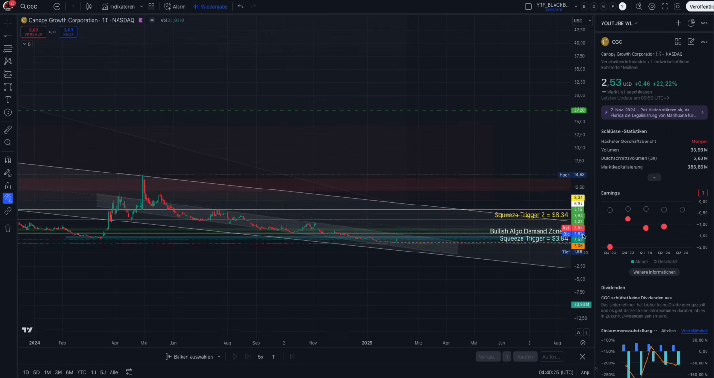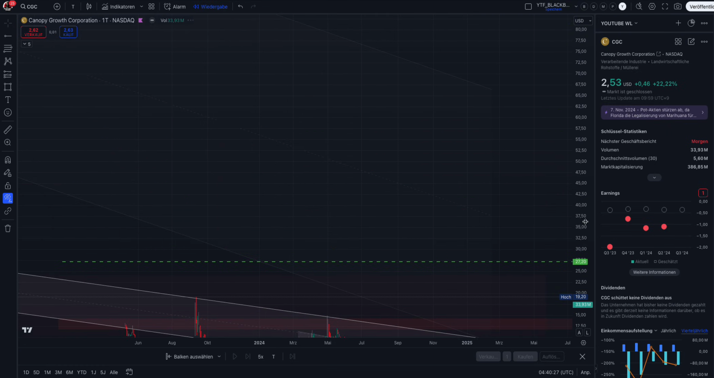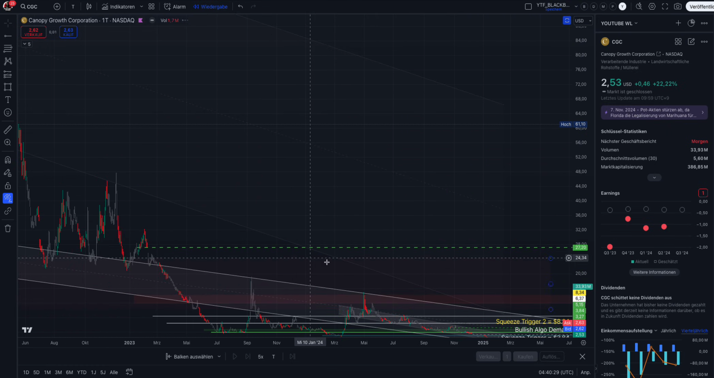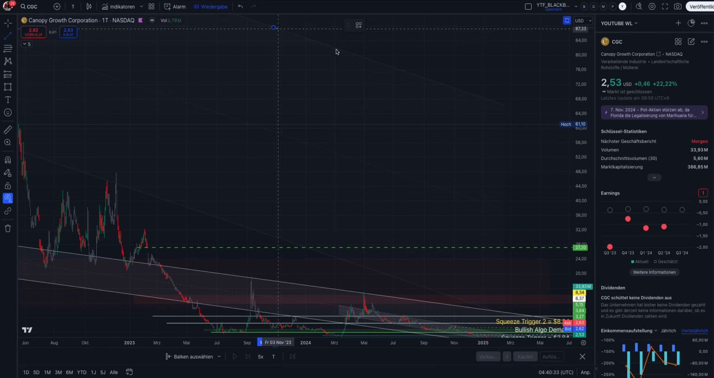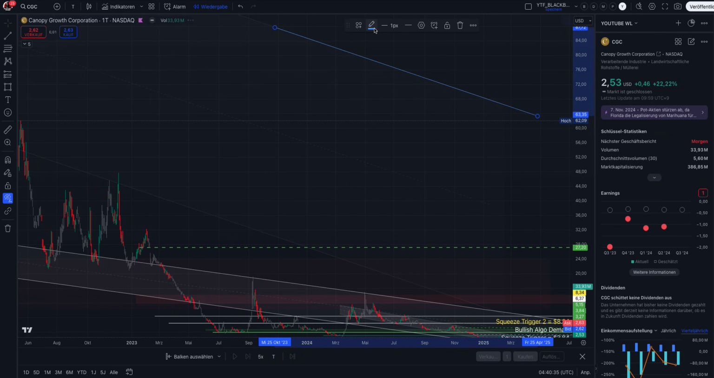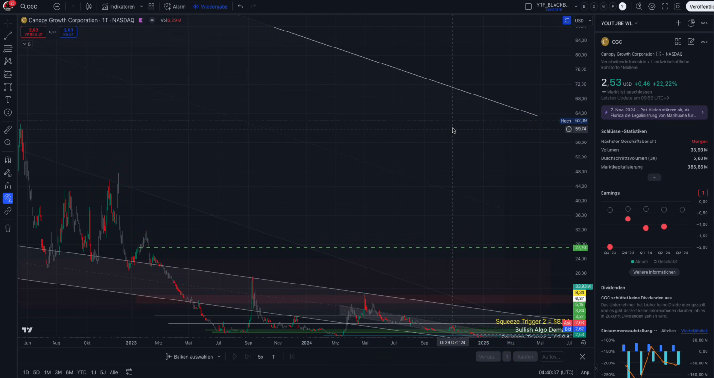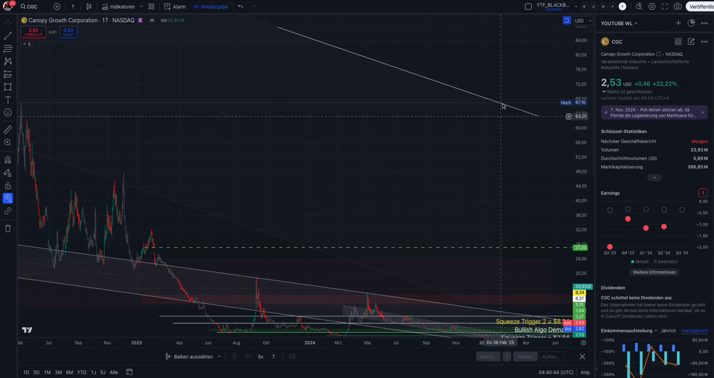Then we talk about much higher price ranges, because we have this trend channel pattern. I hope you can see that in the chart. I will just draw one more line. This is the algo top, guys, for the real short squeeze pattern. And then you can see Canopy Growth has price levels here. Price goes between $27 and $62 based on today.